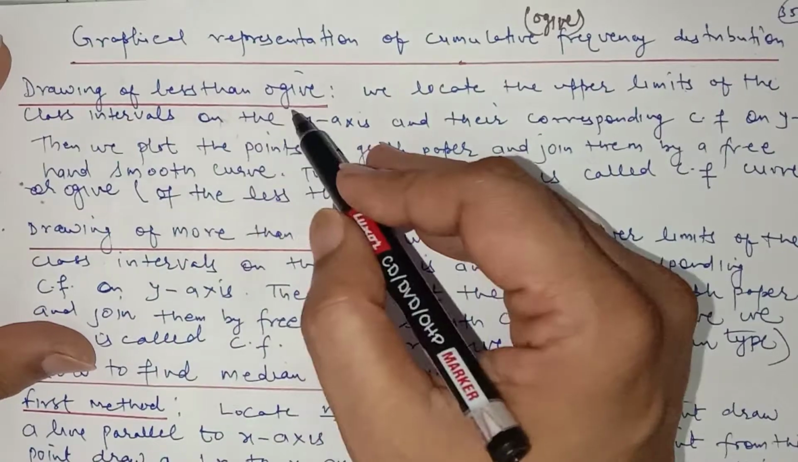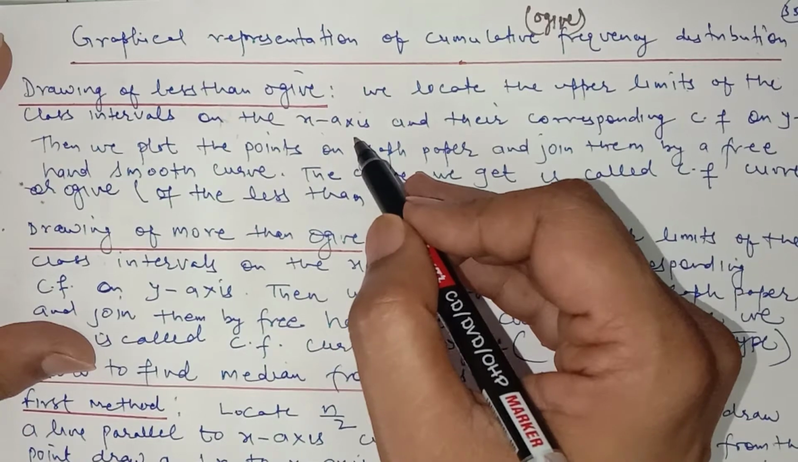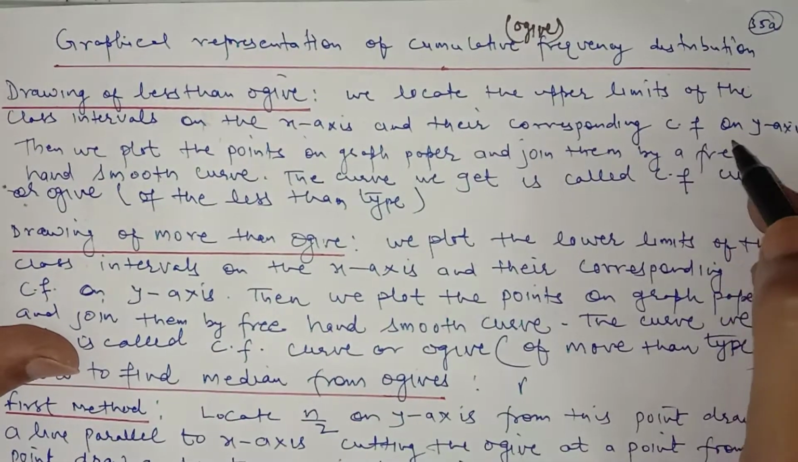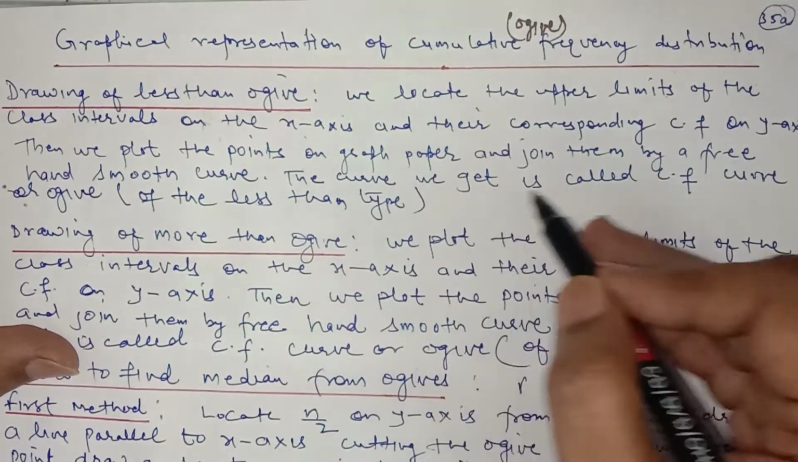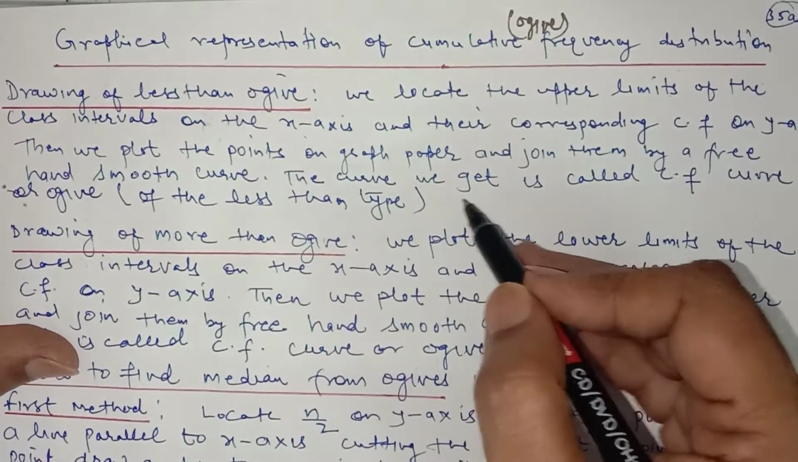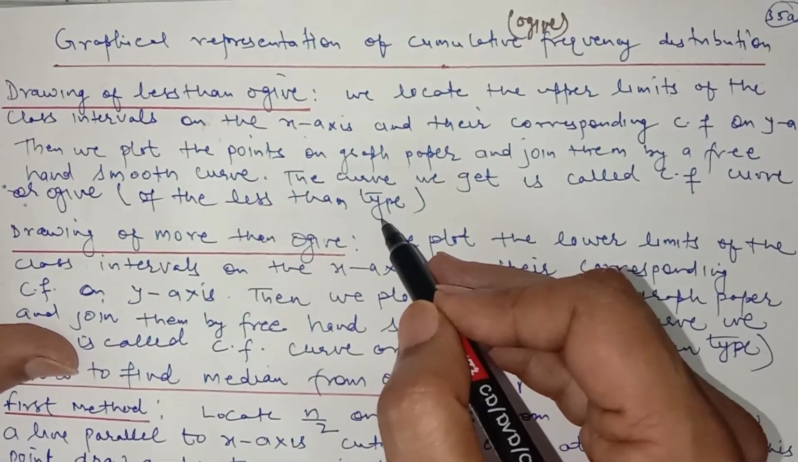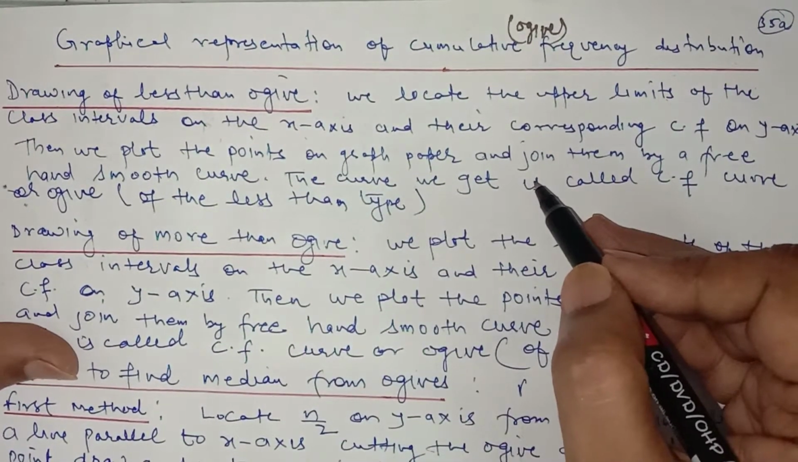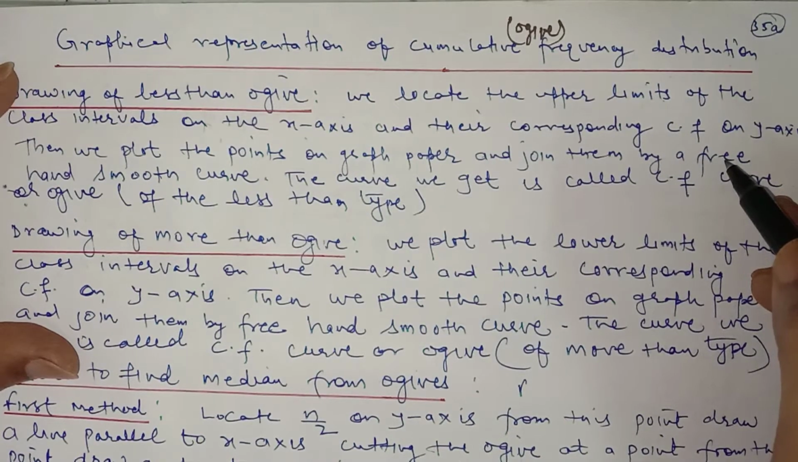Now, for drawing a less than ogive, we locate the upper limit of the class interval on the x-axis, and their corresponding cumulative frequency on the y-axis. Then we plot the points on the graph paper and join them by freehand, a smooth curve. The curve we get is known as the cumulative frequency curve or ogive or less than type ogive. That is, you have to draw the graph taking the upper limit of the class interval on the x-axis and the cumulative frequency on the y-axis and join those points with freehand.